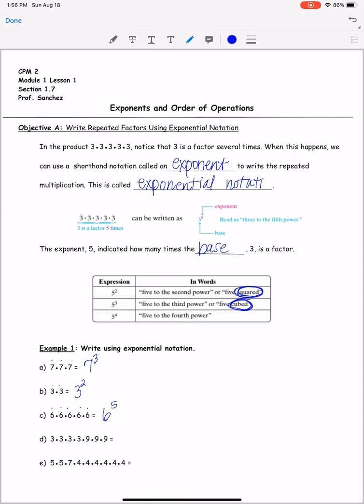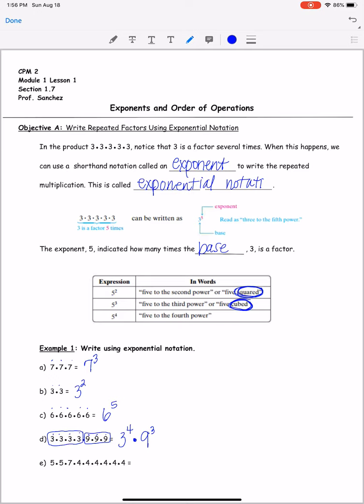Now D and E are a little bit different because now we have different bases. So we have a cluster here of 3s and then a cluster here of 9s. So if I'm looking at just these 3s first, my repeating factor is 3. How many 3s do I have? 1, 2, 3, 4. So 3 to the 4th, and then times, you've got 1, 2, 3 9s, so 9 cubed.